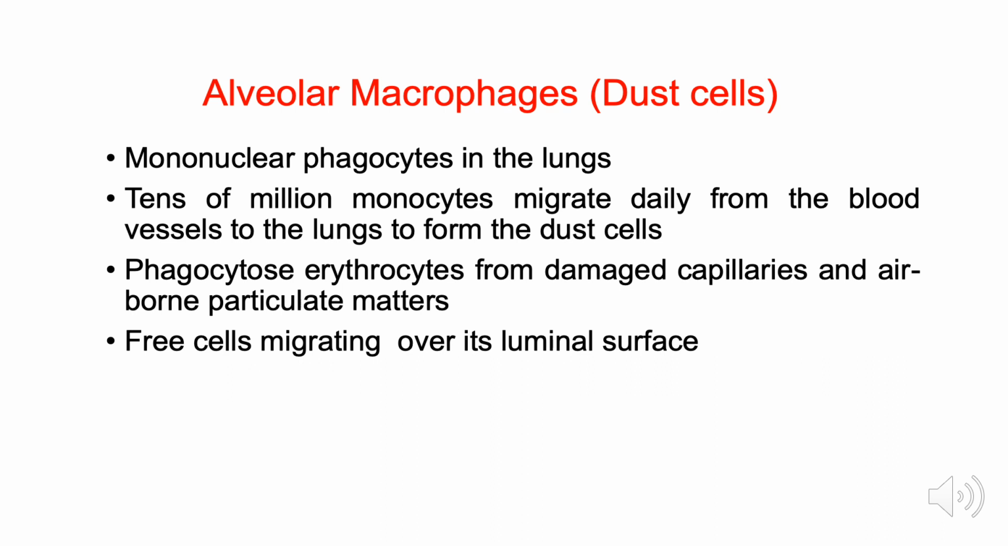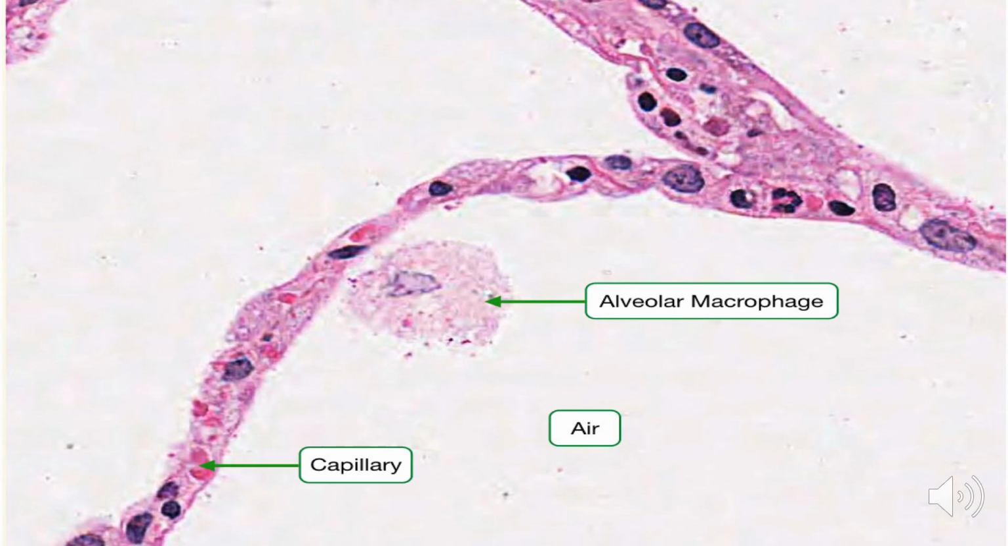Take note of this. Tens of millions of monocytes migrate daily from the blood vessel towards the lungs to form the dust cells. Dust cells function to phagocytose airborne particulate matter and even red blood cells from damaged capillaries. These dust cells can be seen attached to the walls of the alveoli, or you may see them in the alveolar spaces. Take a look at the cell that is labeled as alveolar macrophage in the picture. These cells are seen migrating on the luminal surface or alveolar space in the lungs.